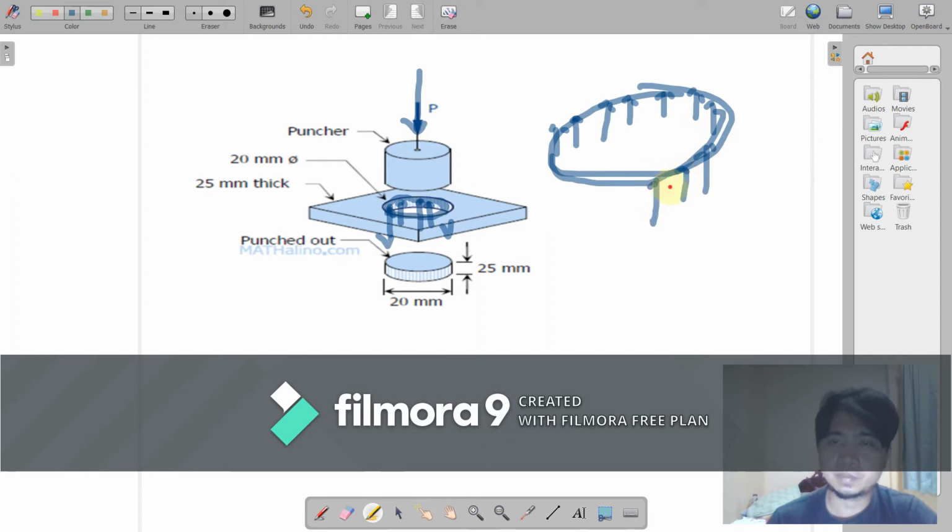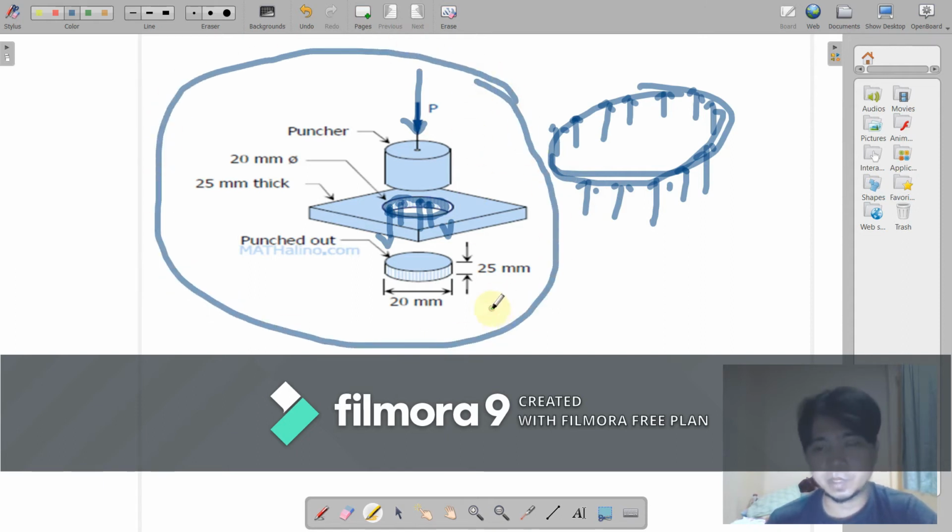Most of the time, the foundation of a certain structure is associated with this principle of punching shear. The key here is we should have a sufficient thickness in order to resist this punching shear, because if our thickness is sufficient enough, it will not just cut this member or this plate.